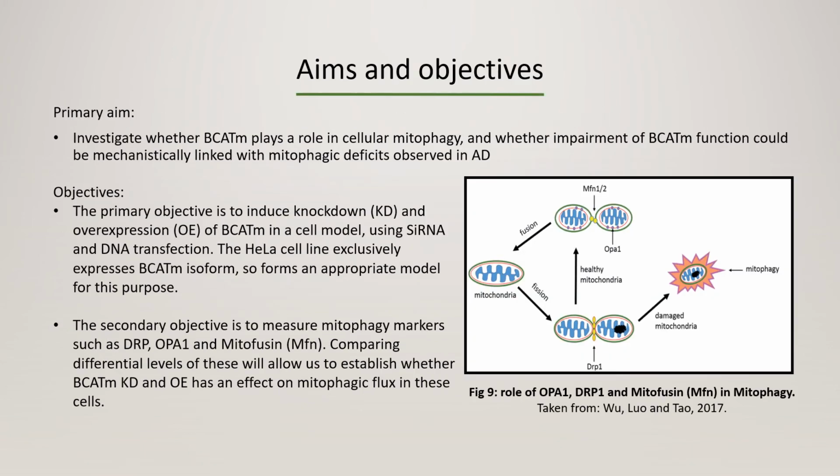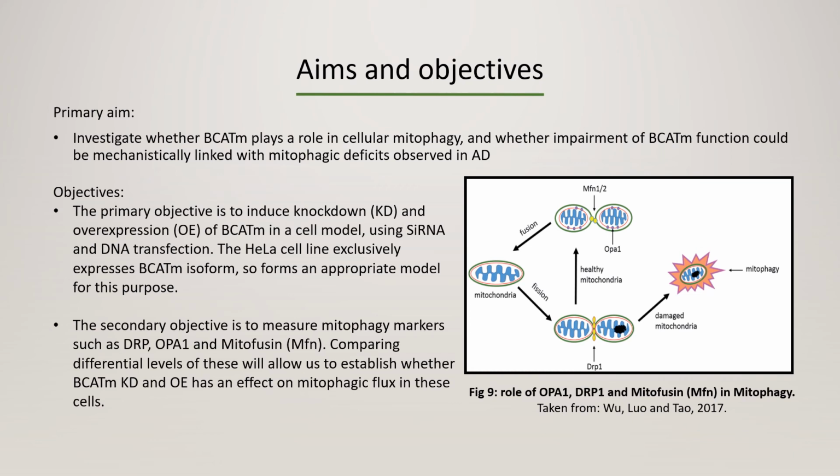So, on to the aims and objectives in this project. The primary aim is to investigate whether BCATm plays a role in cellular mitophagy, and whether impairment of BCATm function could be mechanistically linked with mitophagic deficit observed in AD. The primary objective is to induce knockdown and overexpression of BCATm in a cell model using short interfering RNA, siRNA, and DNA transfection respectively. The HeLa cell line exclusively expresses the BCATm isoform, so is an appropriate model for this purpose.